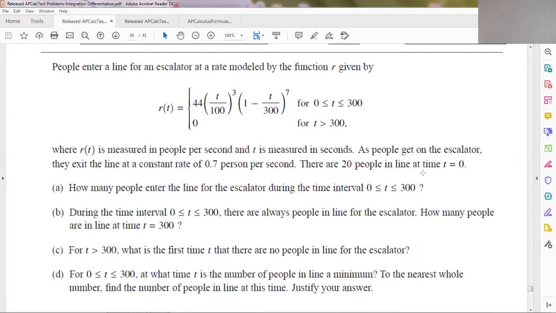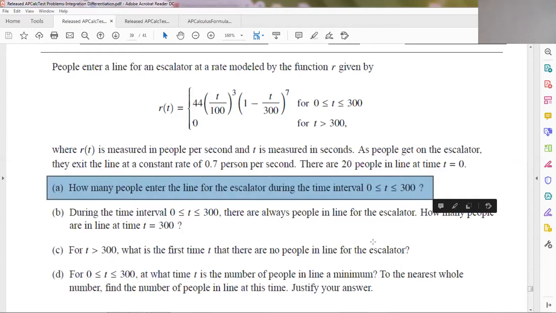Okay. So, the first question is, how many people enter the line for the escalator during the interval 0 to 300? So how many people enter the line of the escalator?